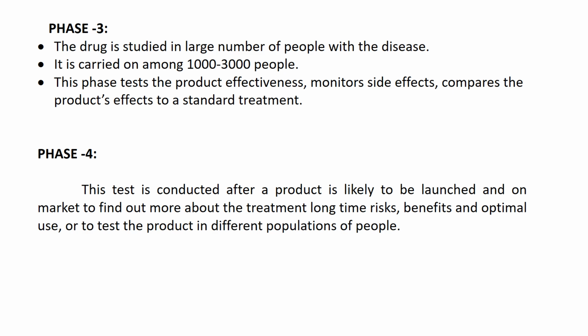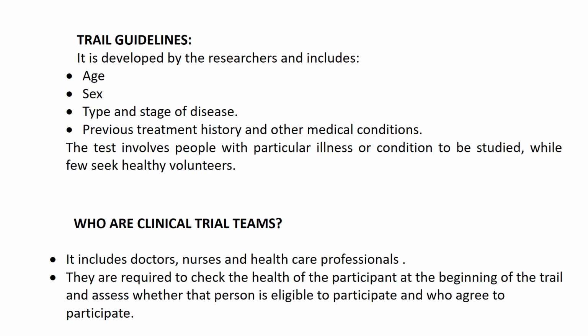So basically our topic is we are testing a drug on human volunteers. The first thing, we require informed consent. We need to follow a few guidelines, and then our clinical trials include 4 levels: phase 1, phase 2, phase 3, phase 4. The guidelines basically depend on the age, sex, type and stage of disease, which is very important. Treatment history is very important, and other medical conditions. The test involves people with a particular illness or condition to be studied, and a few may seek healthy volunteers also.